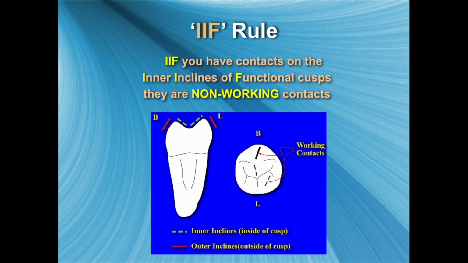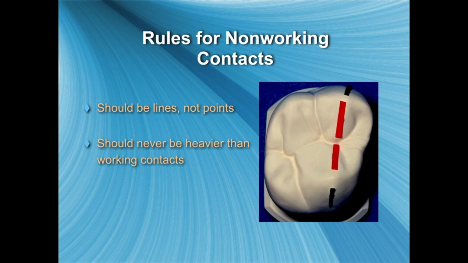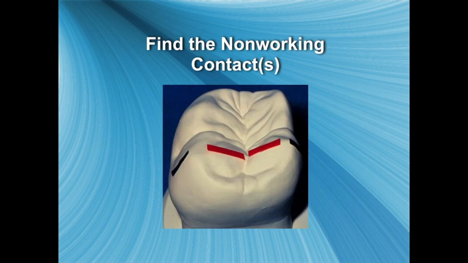In a normal class 1 occlusion, only those contacts on the inner incline of functional cusps are non-working or balancing contacts. The IIF rule helps you analyze whether you're looking at a non-working or a working type of contact. There are also rules for denture setups in order to establish what are good types of non-working contacts. In general, non-working contacts should be lines and not points, and they should never be heavier than the working contacts on the opposite side of the arch. Let's take a look at a few examples. I'm going to ask you to find the non-working contacts in these examples.